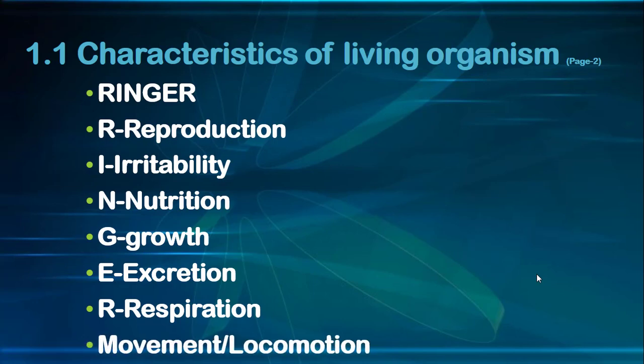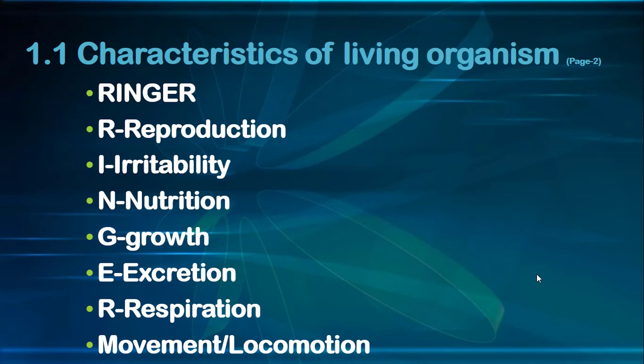So, the one and final is movement or locomotion. Dear students, remember one thing, that plants show only movement. There is no plant with locomotion. For example, they are stationary. They will remain at a particular place. Locomotion is actually the characteristic of animals.